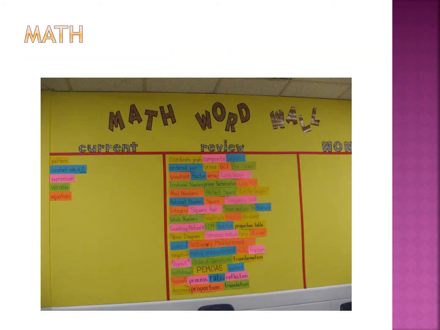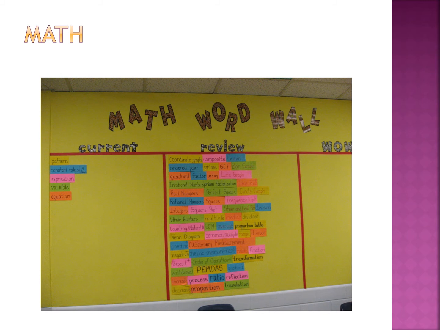This first word wall is a math wall, and what I liked about it is that they divided their wall into 3 sections. The first section is current words. And so if you look there, you'll see that there's 5 vocabulary words that they're working on in this math class right now. And then each week, when they have new words that come up, they take their current words and move them to the review section. And then they can revisit those and spiral the review of those vocabulary words throughout the rest of the year.